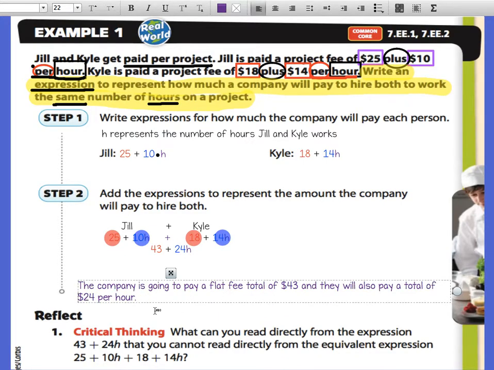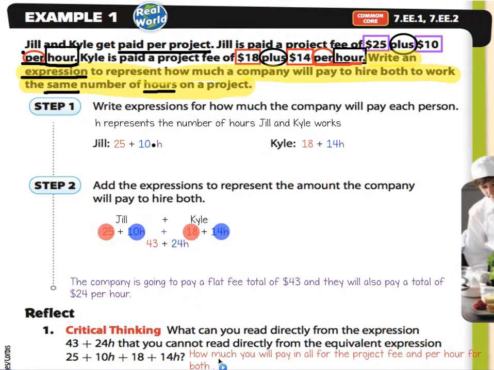Okay, so now this company can look and see that even though they're paying two different people, they can have an idea. And this is actually our reflection question here. What can we read directly from 43 plus 24h that we can't get from these? Well, what we can find is how much we're going to pay in all for the project fee and per hour.